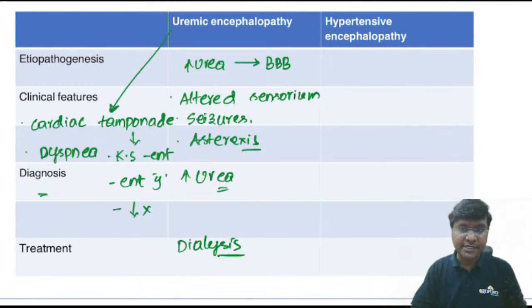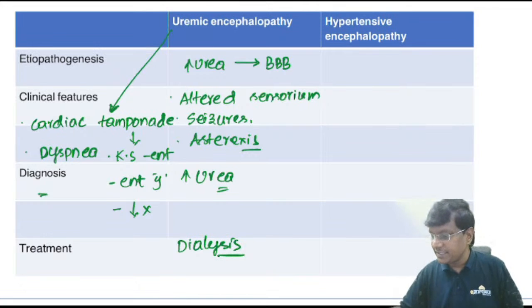Then the next important nephrology emergency will be hypertensive encephalopathy. So why does hypertensive encephalopathy occur? That is because of decreased fluid excretion, or because of fluid overload.